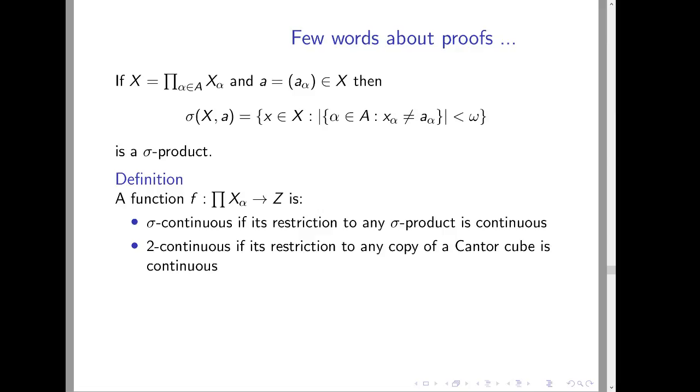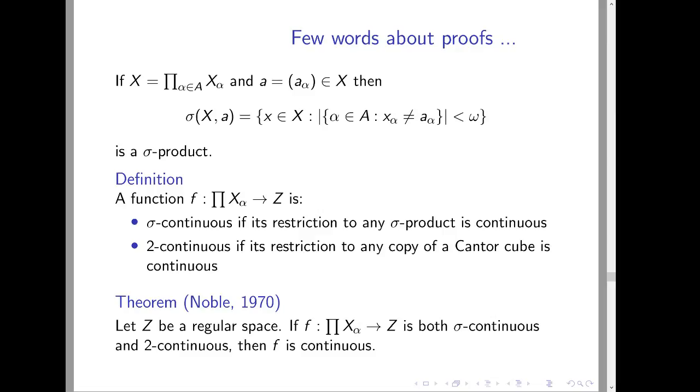And why do I use these notions? Because there is the following theorem of Noble from the 70s. It says that if you have a function defined on the product that is both sigma continuous and 2 continuous, then it must be continuous. So to check continuity, when your function is defined on the product, you must check it on simpler subspaces, on sigma products and copies of Cantor cubes.